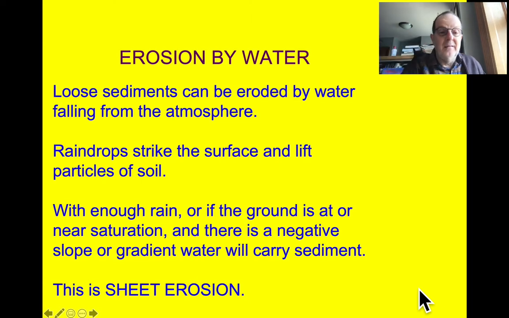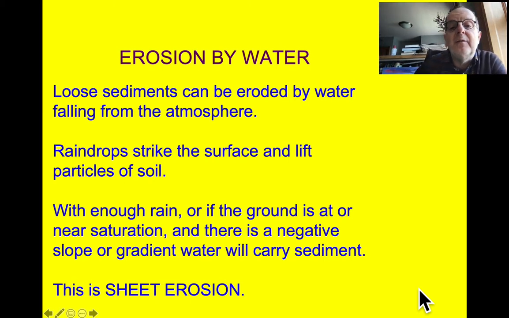We're back later the same morning, and we're going to continue with erosion. We did erosion by gravity: mass wasting, slump and creep, mud flow, mudslide, landslide. Now we're going to do erosion by water. Loose sediments can be eroded by water that falls from the atmosphere.